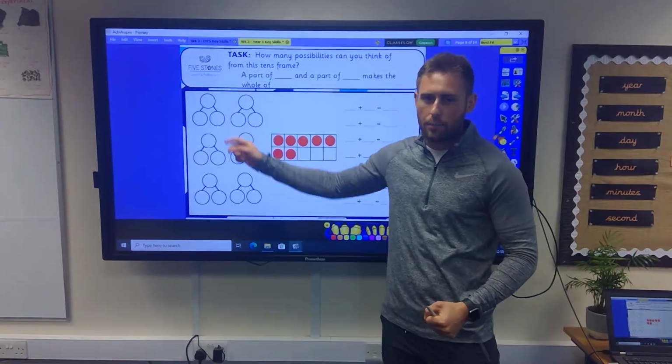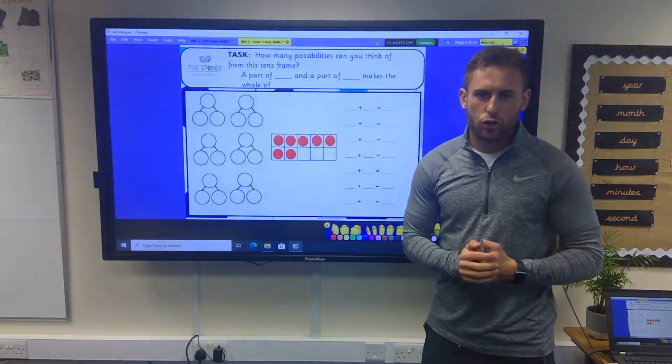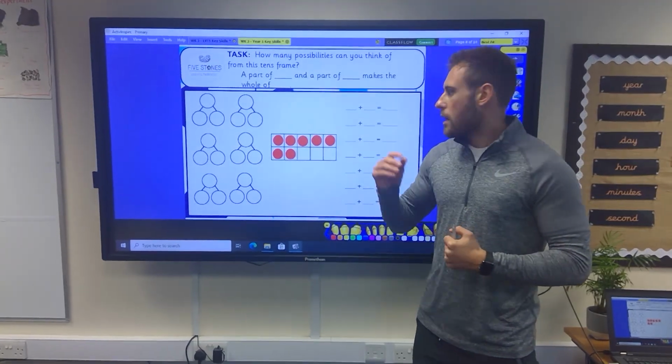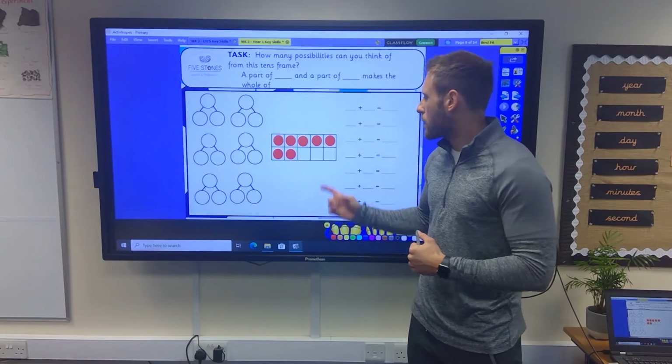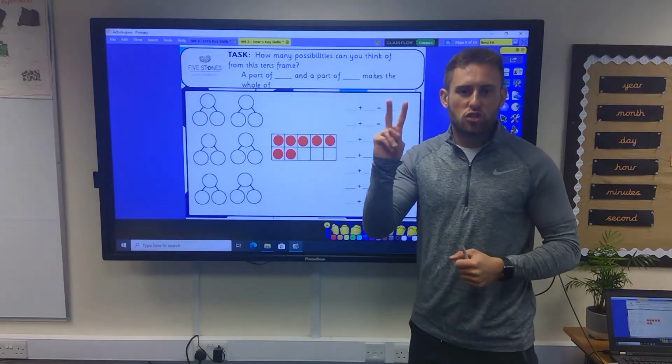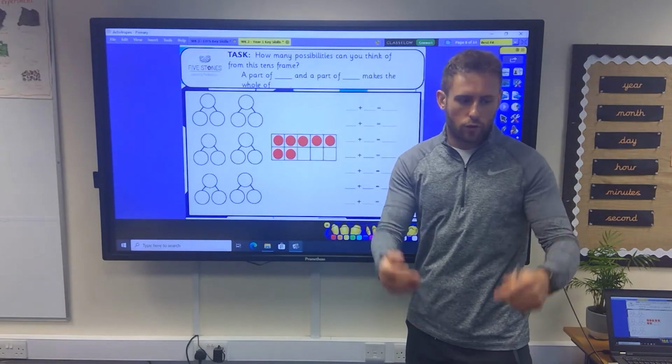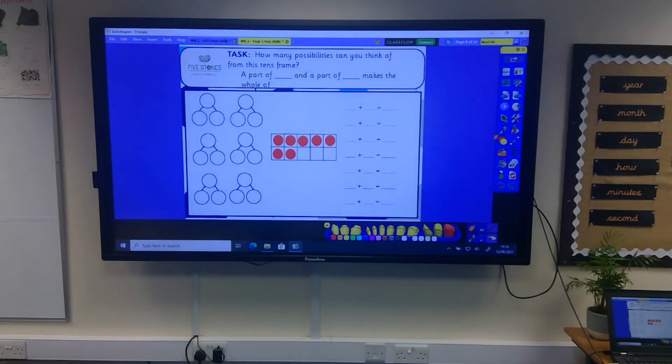You can write it in part whole models. You can write it in your number sentences as well. How many different ways can we make this whole with 2 different parts? Off you go. Pause the video if you'd like more time.